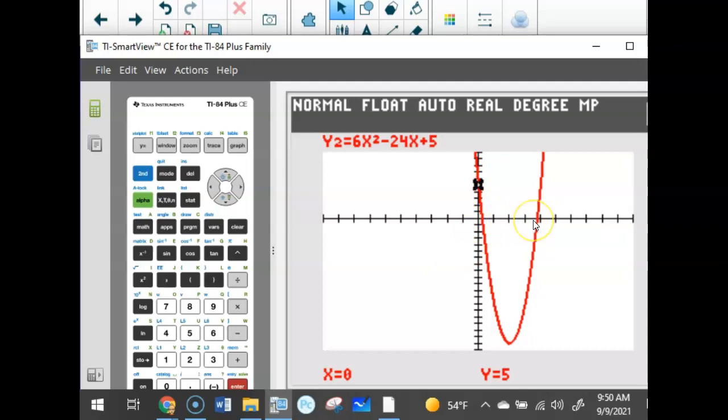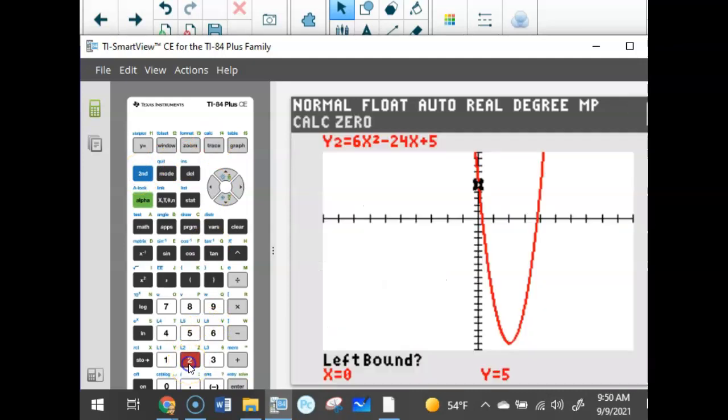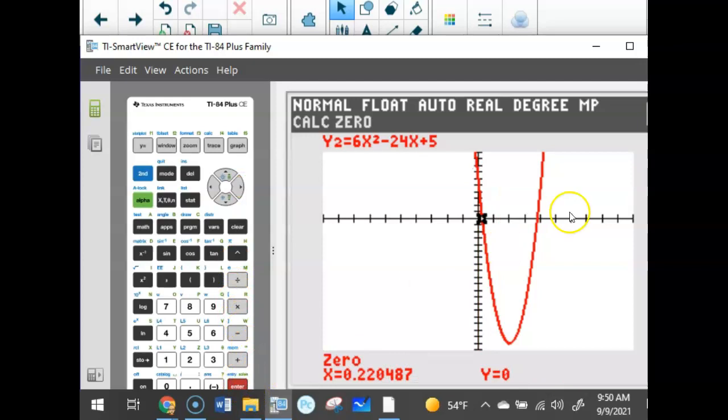Okay, doesn't look like we're going to get nice x-intercepts. How do we find those x-intercepts? Second trace, choose 0. And I'm to the left of that first one. And then if I scroll past it, I'm to the right. And it finds that one, 0.22.